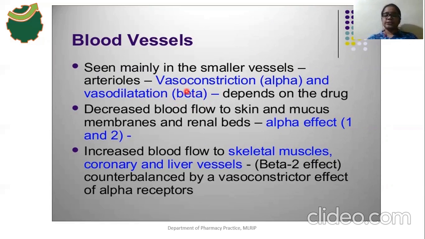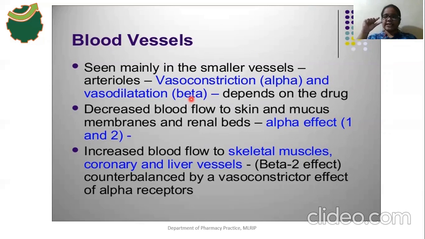Mainly, beta 2 receptors are present on the smooth muscles and vascular smooth muscles. So what is the mechanism of action of beta 2 receptors on smooth muscle? That is a relaxant effect, called vasodilation. Why does the relaxant effect occur? Because there is more production of cyclic AMP in the smooth muscles. When cyclic AMP formation increases, the cyclic AMP decreases the myosin light chain kinase.